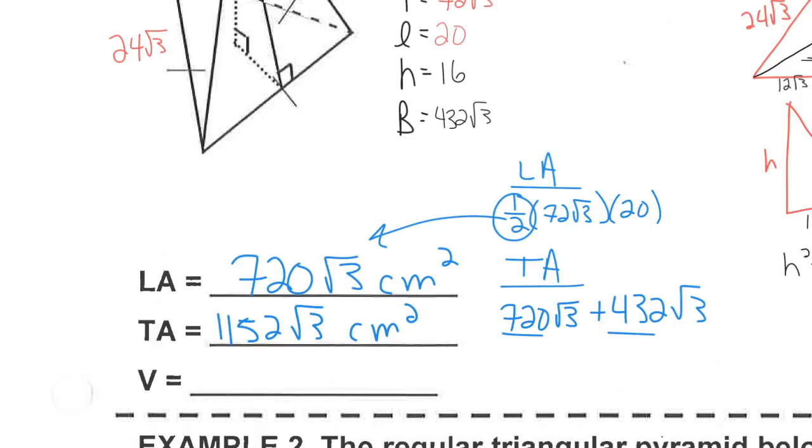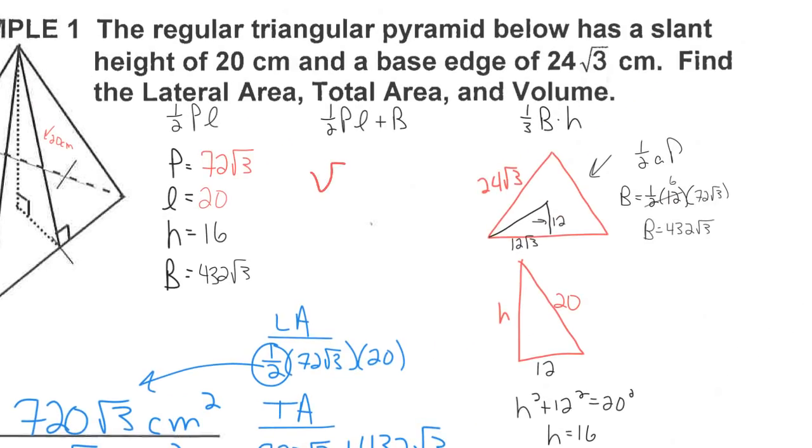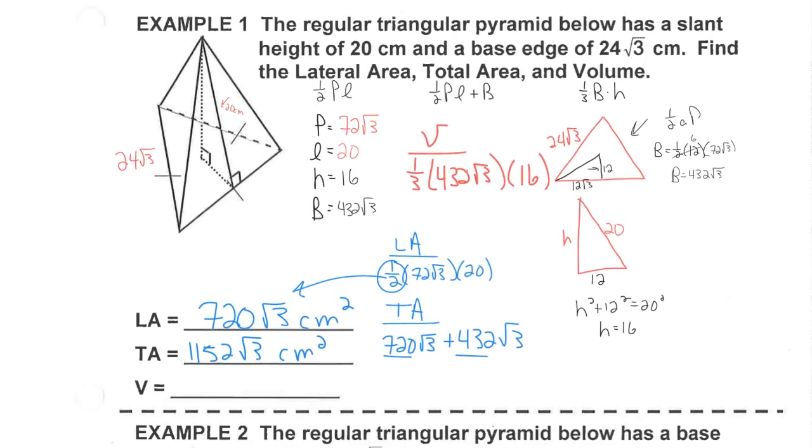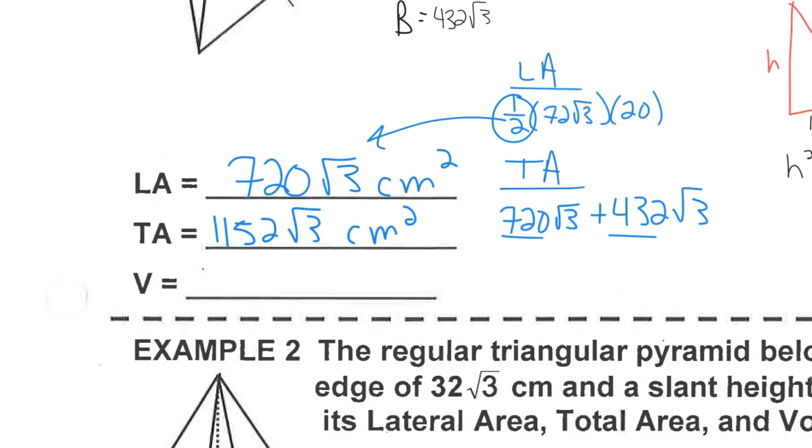And then the last one is volume. I guess I'll come up here. Volume is what people mess up on the most because they forget to put in this 1/3 big B, 432 square roots of 3, times the height, 16. Now be very careful when you put this in. It's a pretty big number. I got 2,304 square roots of 3 centimeters cubed.